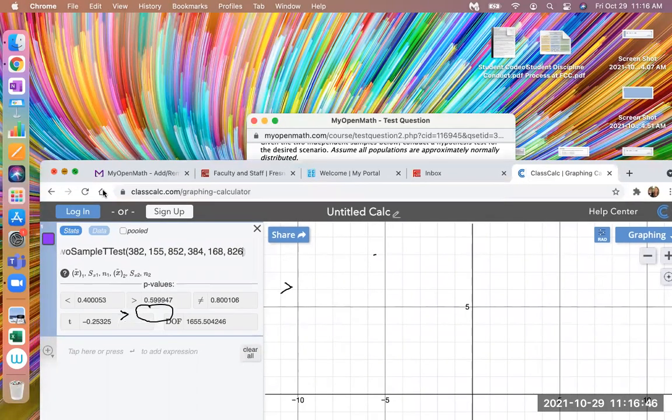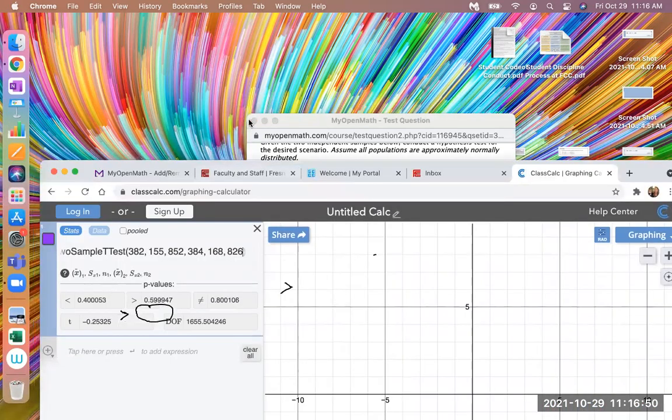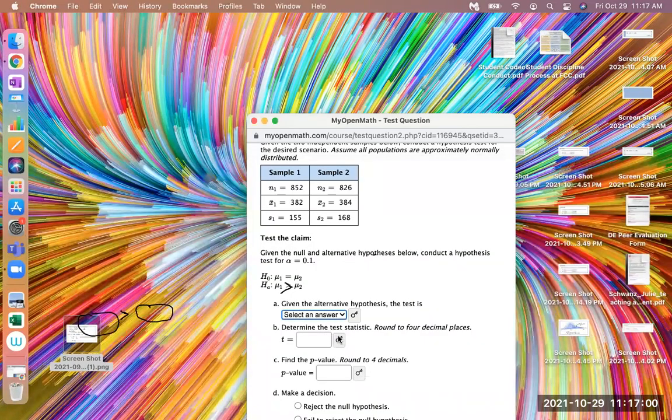And so let's just double check our answer here. And then the t-statistic is something they automatically give us, 0.025325. So that is correct. And the p-value is correct.